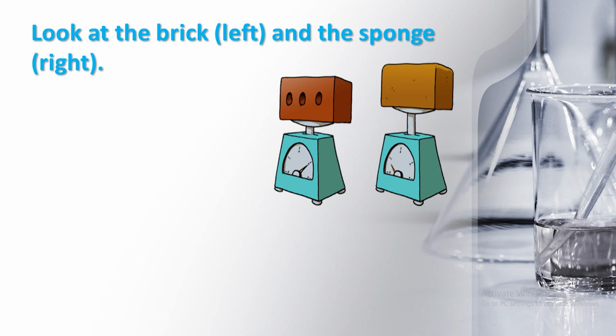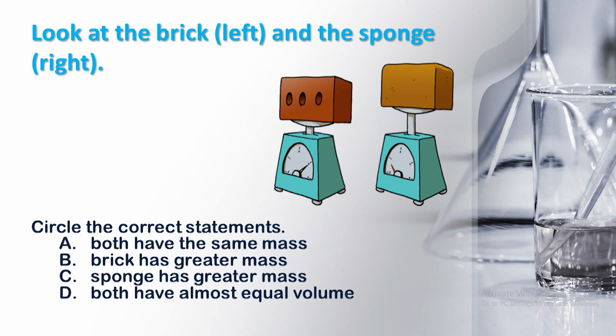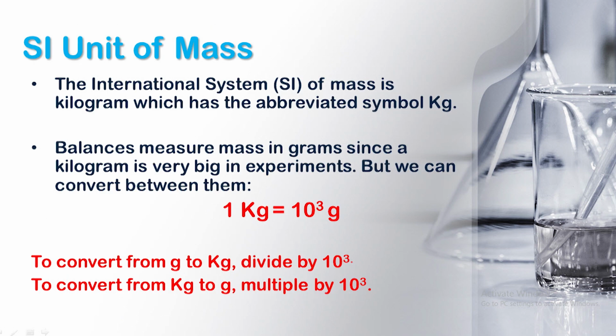The brick and the sponge have the same volume. Do you think that they have the same mass? The needle of the balance shows clearly that the brick is heavier. The unit gram is suitable for light objects, but when it comes to the international unit, mass is measured in kilograms, where 1 kilogram contains 10 to the power 3 grams.